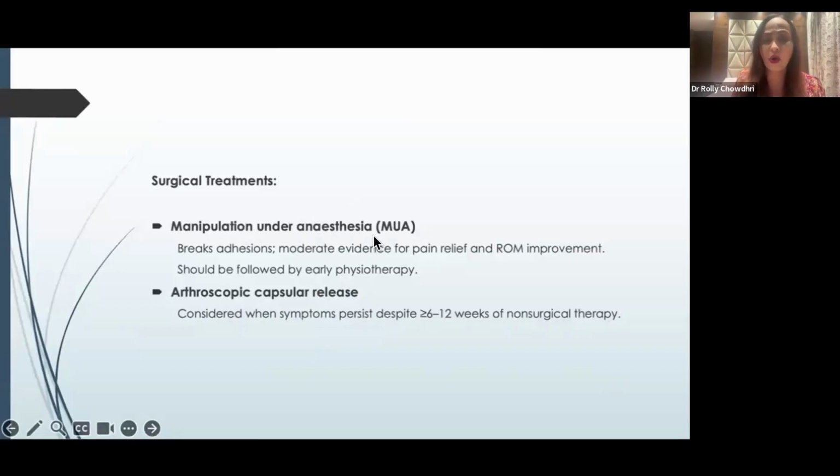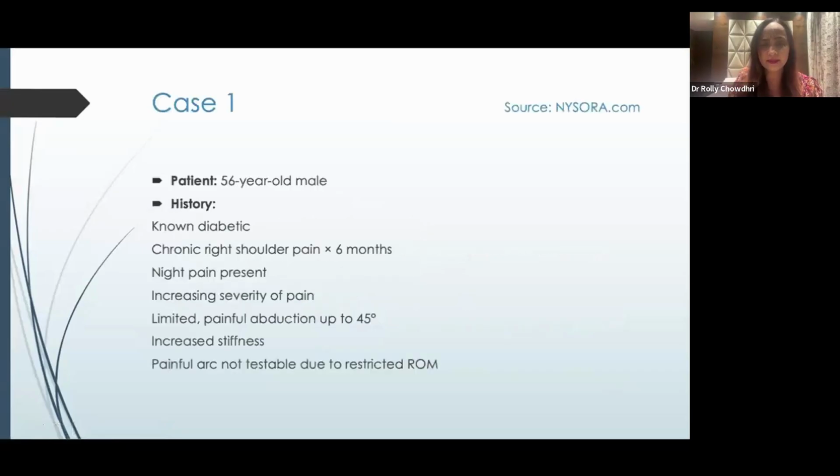If nothing is working, if the patient has severe pain, symptoms are refractory and non-surgical therapy is not working at all, then the last mode is surgical treatment, which is manipulation under anesthesia, and another is arthroscopic capsular release. So this is when nothing works, in refractory cases.